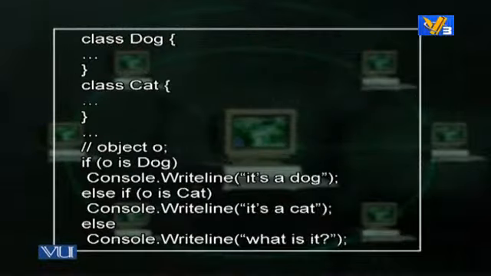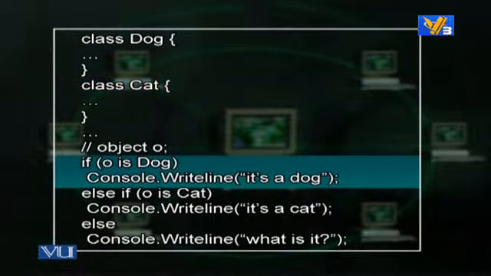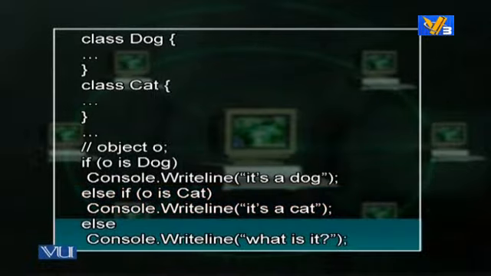Here is one example. We have this class Dog and we have this class Cat, it can have anything. Now we have some object of some type, let's say it is of type object. Since object is the absolute superclass of everything, everything can be converted into object. So typecasting is safe. If o is Dog, we write Console.WriteLine, it's a dog. Else if o is Cat, Console.WriteLine, it's a cat. Else Console.WriteLine, what is it? I don't know.